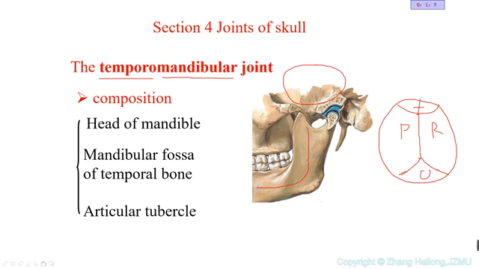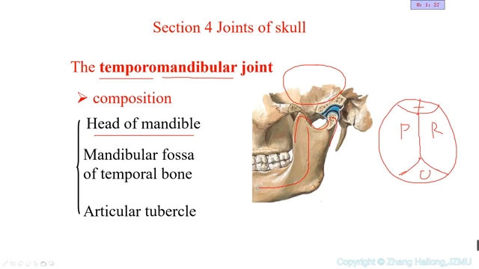Now let's see the composition of the joint. First, the head of the mandible. Here is the ramus of the mandible. The posterior process here is the head. Here is the head of the mandible, which will form the head of the joint.